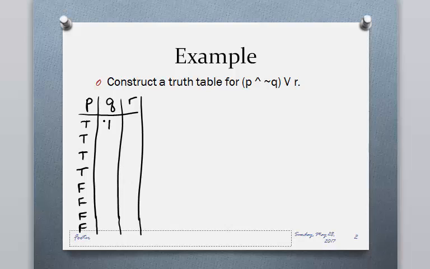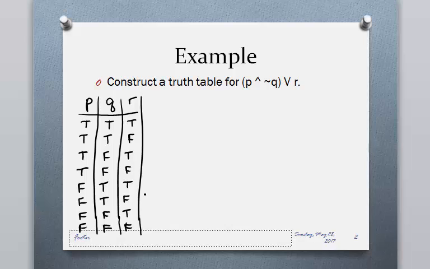So we'll have true, true, false, false, true, true, false, false. And in the third column, we'll alternate true and false all the way down the column. So we'll have true, false, true, false, true, false, true, false.